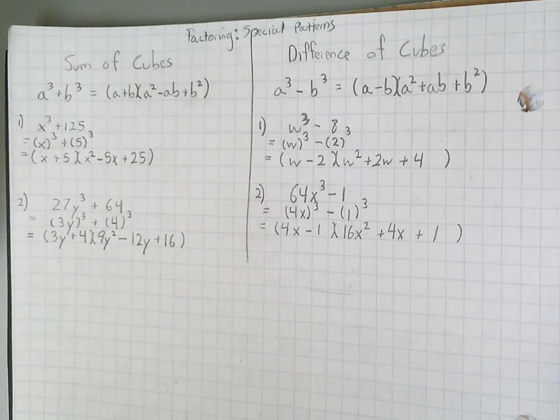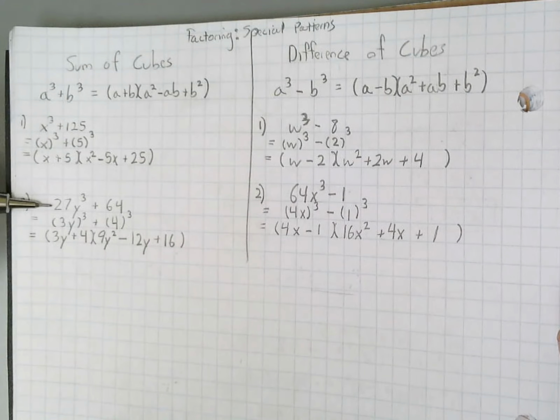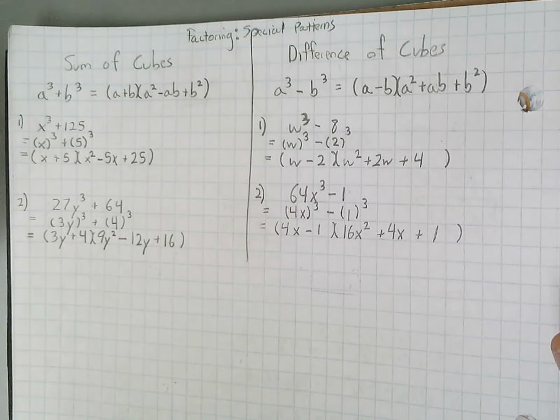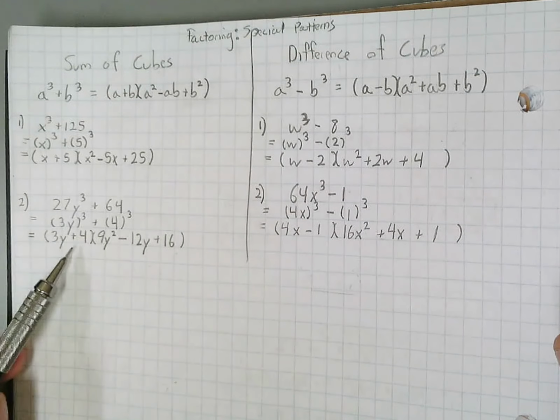I think the most important part, the hardest part, is recognizing that indeed you have a sum or difference of cubes. For example, here, you need to see that 27y cubed plus 64 is indeed a sum of cubes. Once you know it's a sum of cubes, then it's pretty easy to throw it into the pattern.